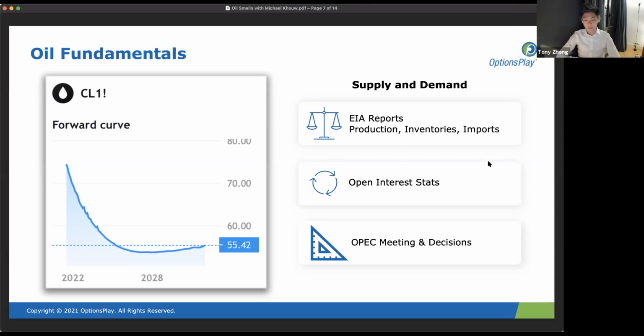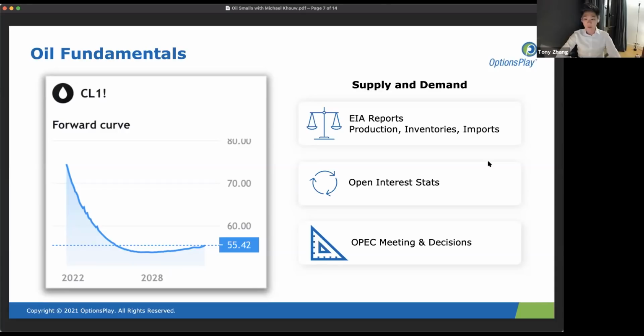So let's just talk a little bit about these EIA reports, right? You have everything from output to inventories to imports in that report. And in the current market that we're in, there's a fair amount of consensus that in the second half of this year, there's going to be a fairly strong amount of demand from the reopening, from airlines to driving everywhere. The EIA reports also give us a better sense of the supply side, right? Because right now we're seeing inventories are falling. Production is fairly steady at this moment.